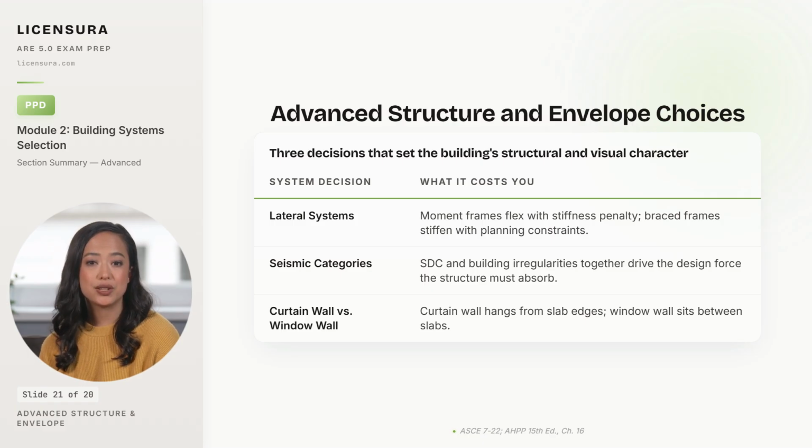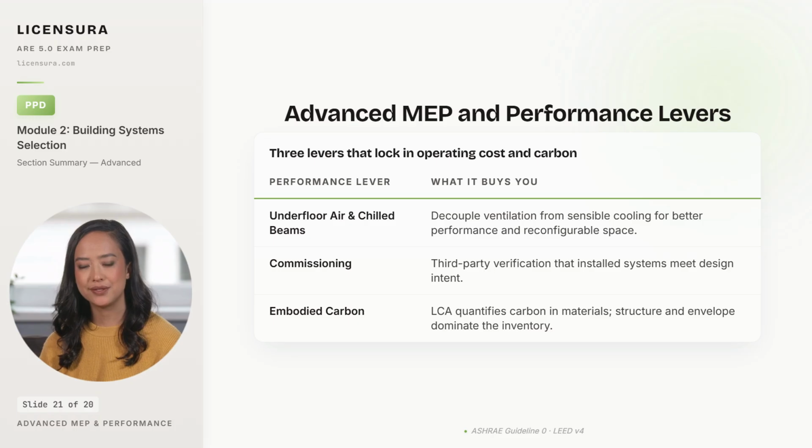MEP and performance hold the long-term operating dials. Different decisions, same trade-off discipline. 3 levers lock in the building's long-term operating and carbon profile. Underfloor air and chilled beams are higher performance alternatives to the default VAV system.